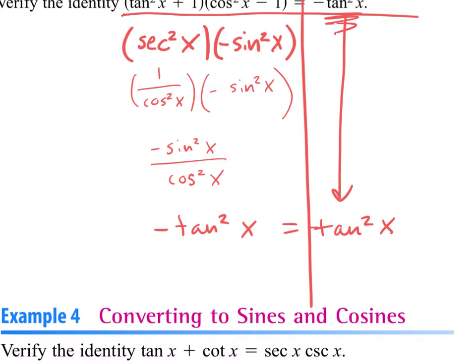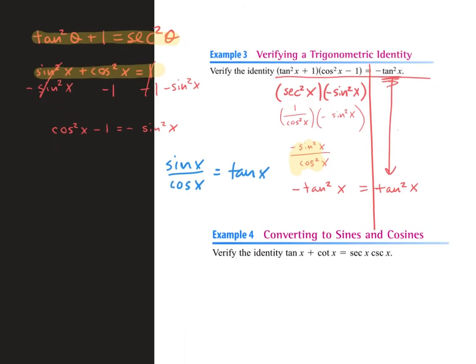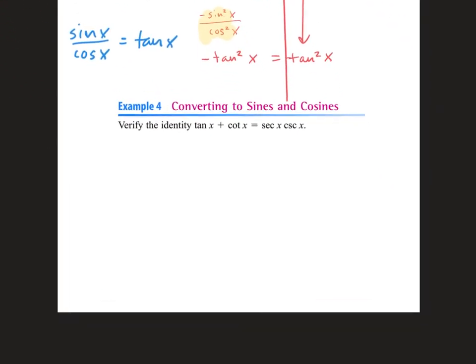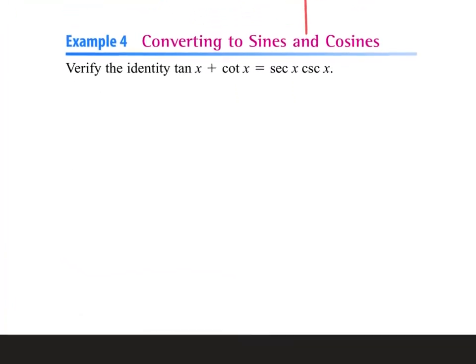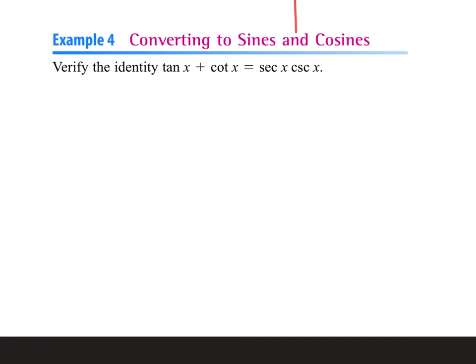Perfect. So some of these just require a couple steps, some of them require a lot more steps. Ms. Carver, can you go back to the last? All right, let's look at number 4. So we want to verify the identity tangent x plus cotangent x is equal to secant x times cosecant x. So which side do you think looks harder here? Which looks more complicated?